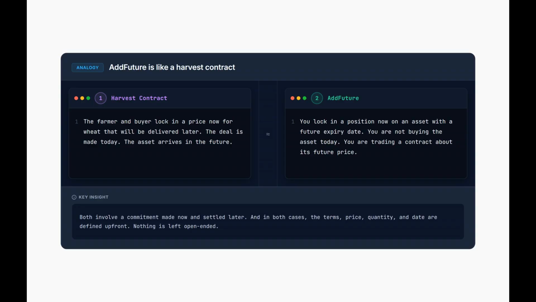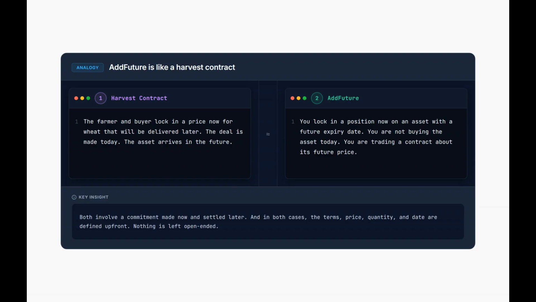On the left we have the harvest contract, on the right AddFuture. Imagine a wheat farmer and a bread company. In spring, they agree. In October, the farmer will sell 1,000 bushels at $5 each. The price is locked now. The wheat does not exist yet. Both sides have committed to a future transaction.